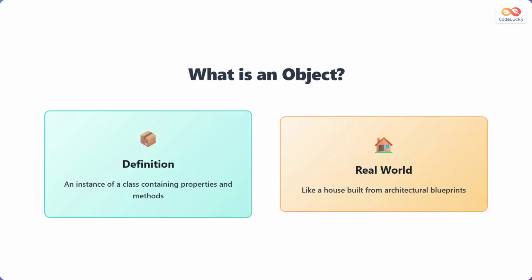Let's define what an object actually is. An object is an instance of a class, and it contains properties and methods. Think of it like a house, a real-world example. A house is built from architectural blueprints. The blueprint defines the structure, while the actual house is the object, the instance of that blueprint.